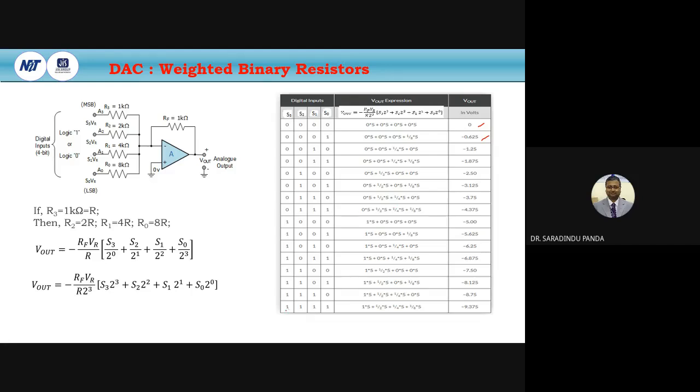Similarly, if all are 1, that is 1, 1, 1, 1, then we put 1 into 5, then 1 by 2 into 5, then 1 by 4 into 5, then 1 by 8 into 5. So for the input 1111, we will get an output voltage of minus 9.375. So this is the general formula.